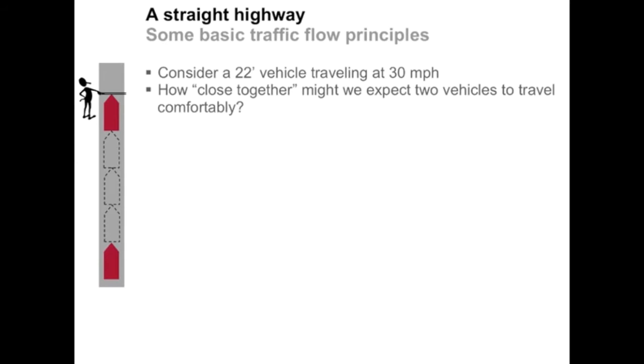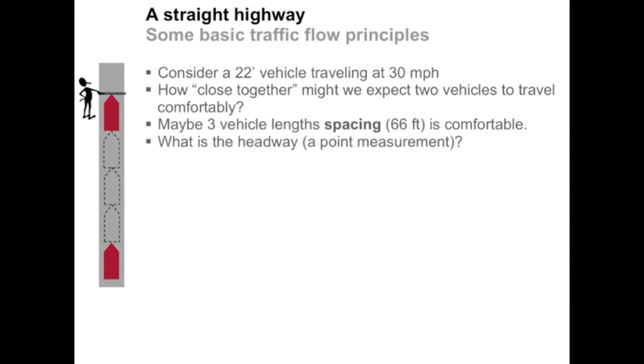So you might place a second vehicle some comfortable distance behind, and based on our knowledge of the DMV handbook that recommends one vehicle length spacing for every 10 miles per hour of speed, we can place this second vehicle maybe 3 vehicle lengths behind. So in this case it would be 66 feet between the two vehicles.